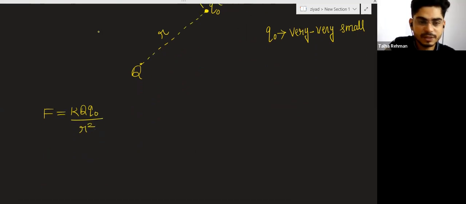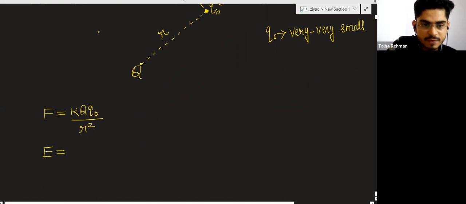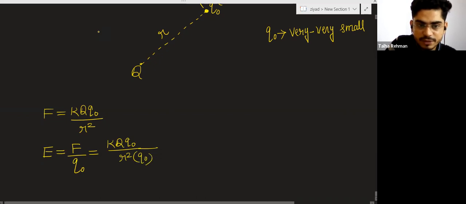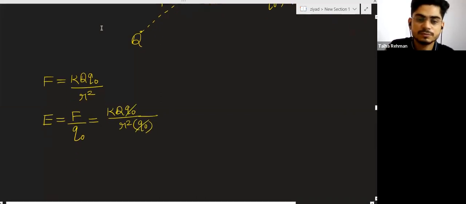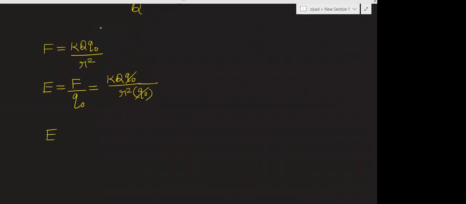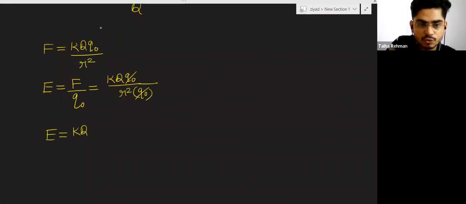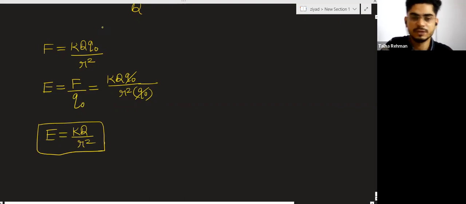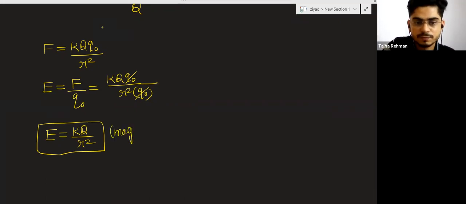And the electric field is given by the force between the two charges divided by the test charge. So you write K Q Q naught divided by R square, and divide it by Q naught, and this Q naught and Q naught cancel out. You will get the value of the electric field at a point as KQ divided by R square. This is the magnitude of the electric field.